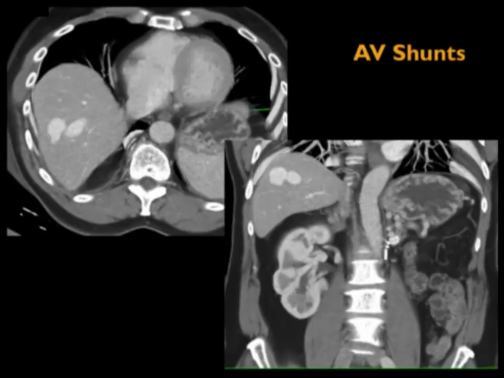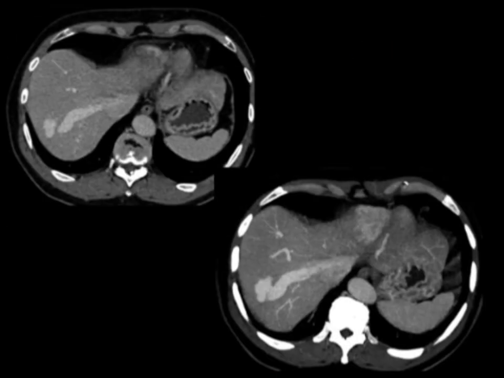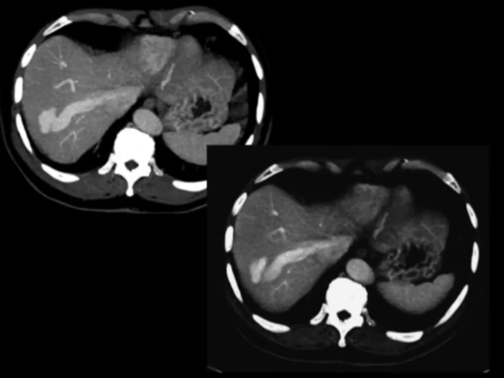Now, several other things we can see in the liver. We can see AV shunts. This can be due to trauma, it can be due to biopsy. Sometimes it's just we see them. Again, you don't want to confuse this with a tumor. You don't want to confuse this with some hepatoma or other vascular tumor with feeding and draining vessels. Very nice example of a vascular malformation.